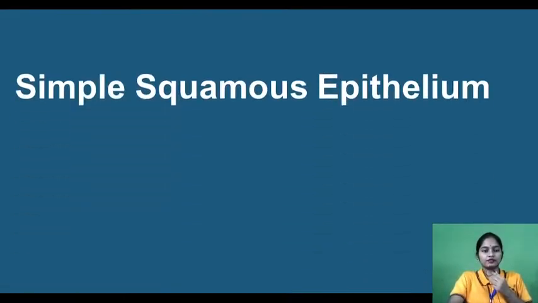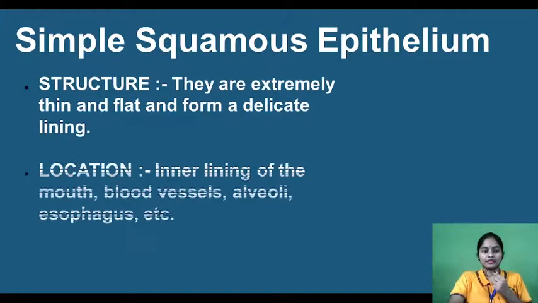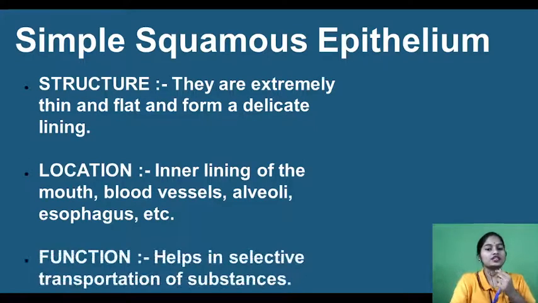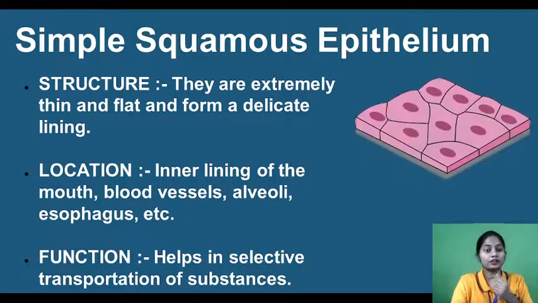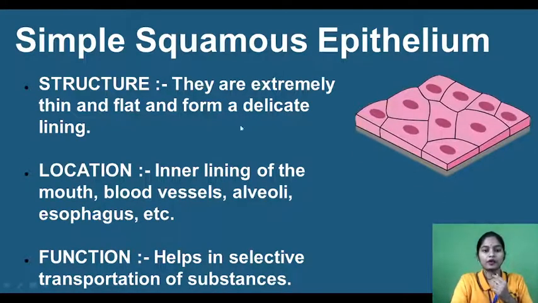Now see, first one is simple squamous epithelium. So what is their structure? They are extremely thin, flat and form a delicate lining. See, they are thin and they are flat. Yes, they are flat and they are a delicate lining. As I have told you, they have a basement over which it is situated. So the simple squamous epithelium is very thin, flat and forms a delicate lining.